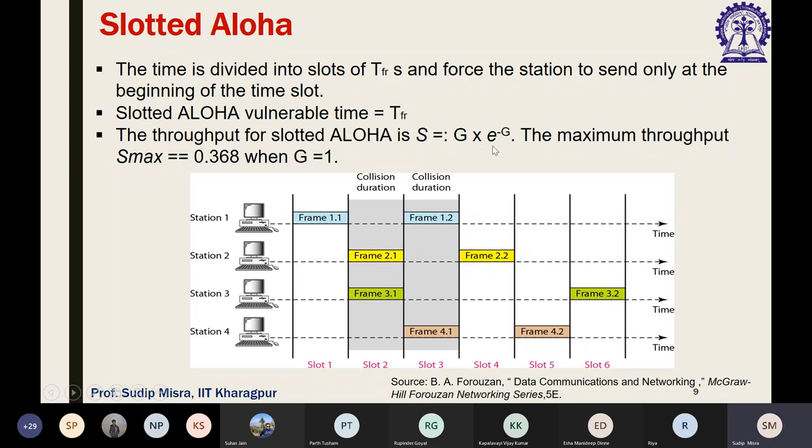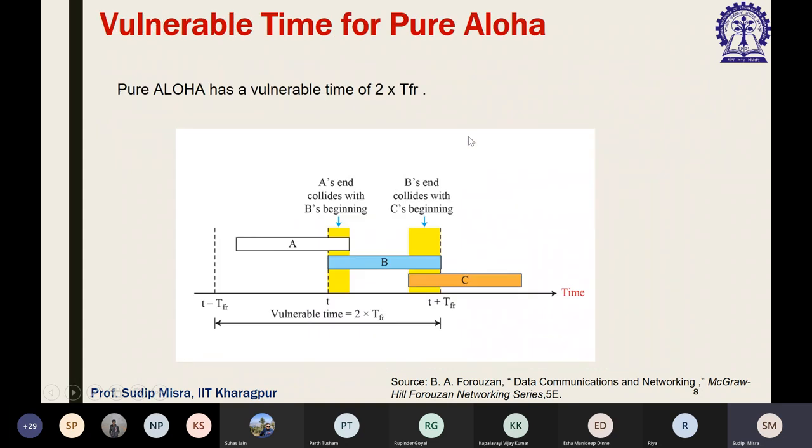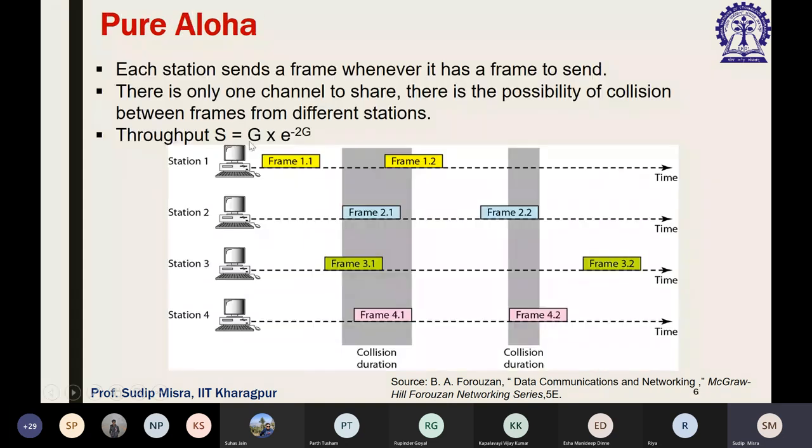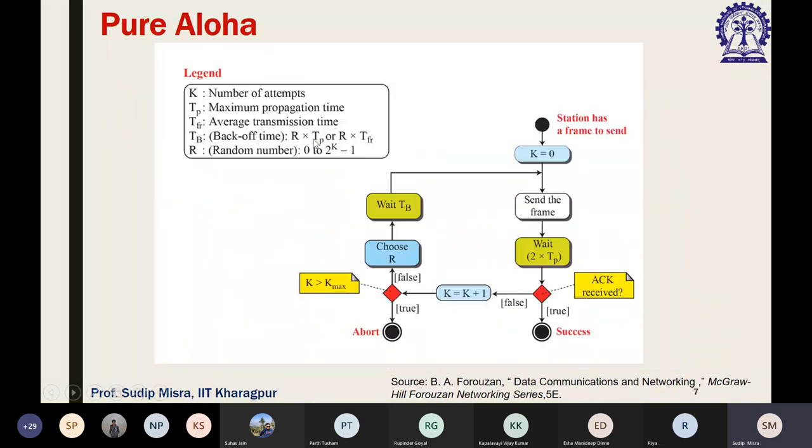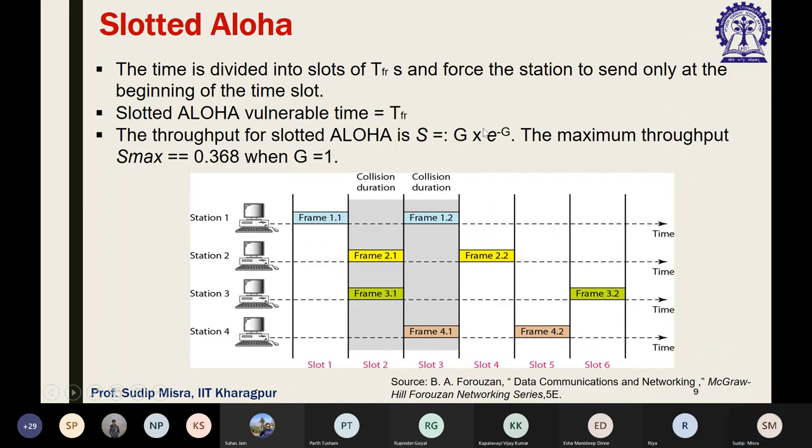Now, what is this G? This G has different values. How we are going to calculate G, I am going to talk about shortly through some examples. So in slotted Aloha, the throughput is improved over pure Aloha, where the throughput was G into e to the power minus 2G. So obviously the throughput is improved in slotted Aloha compared to what it was in pure Aloha.